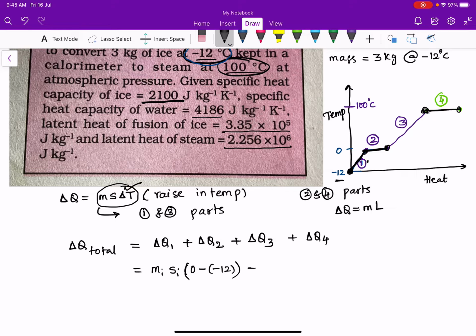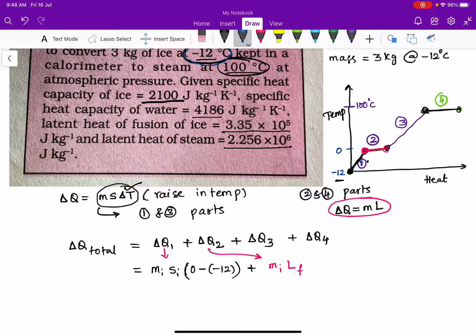Plus second step. This is for first step. And for second step, delta Q2. In this second step, the change of state is taking place. So in the case of change of state, we apply delta Q equals simply m into L. So mass of the ice into latent heat. What is this? The change of state is taking place from solid to liquid, so latent heat of fusion. So this is delta Q2.